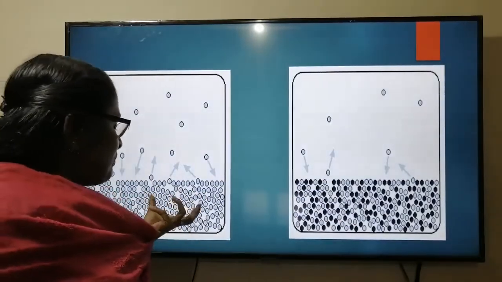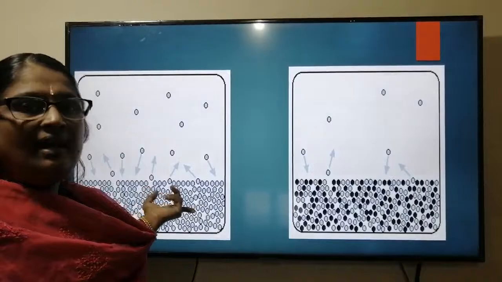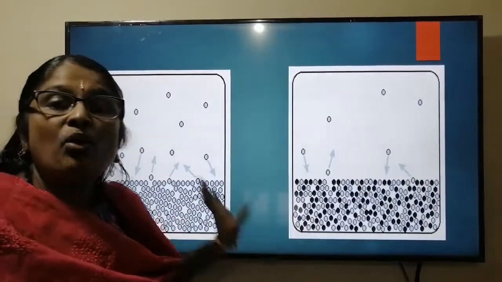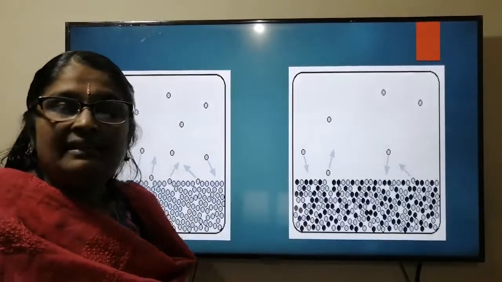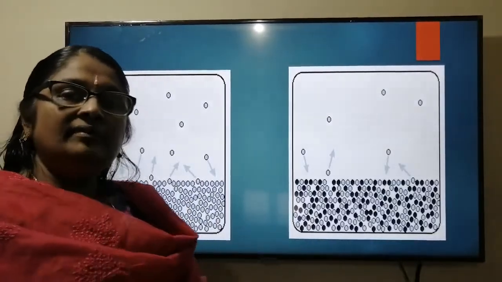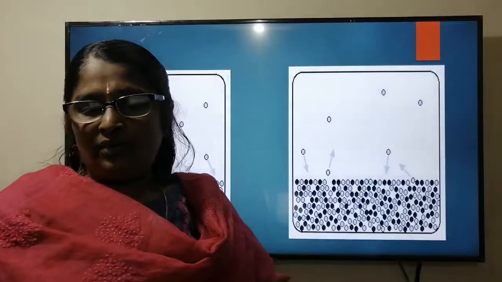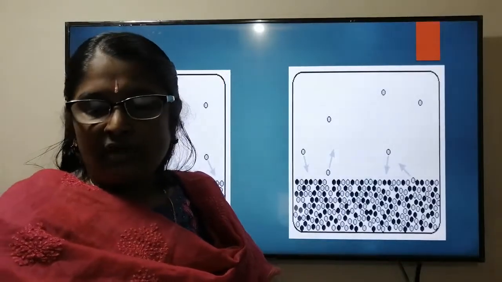That is, if you add a non-volatile solute to a pure solvent which is volatile, definitely its boiling point increases. That is why, if you are boiling 100% pure water containing H2O only, its boiling point is 100 degrees Celsius. But if we add some salt or sugar into it and again keep it for boiling, then it will boil at a higher temperature than that of the pure solvent. So that is elevation in boiling point.